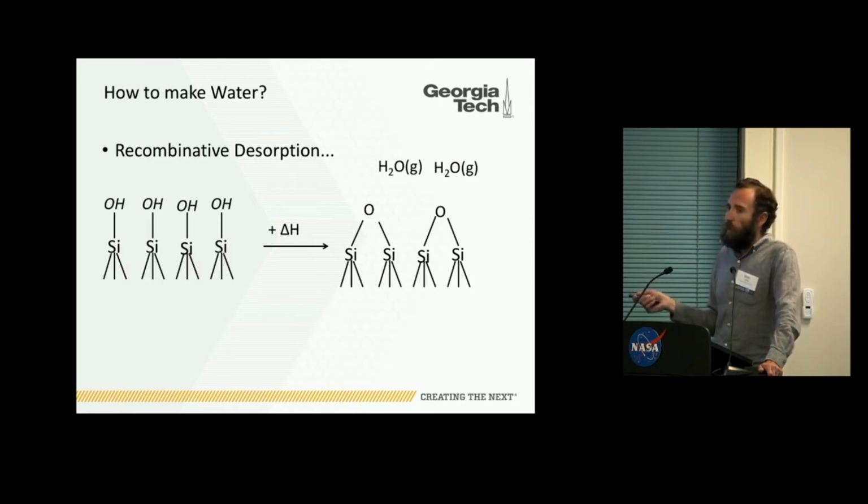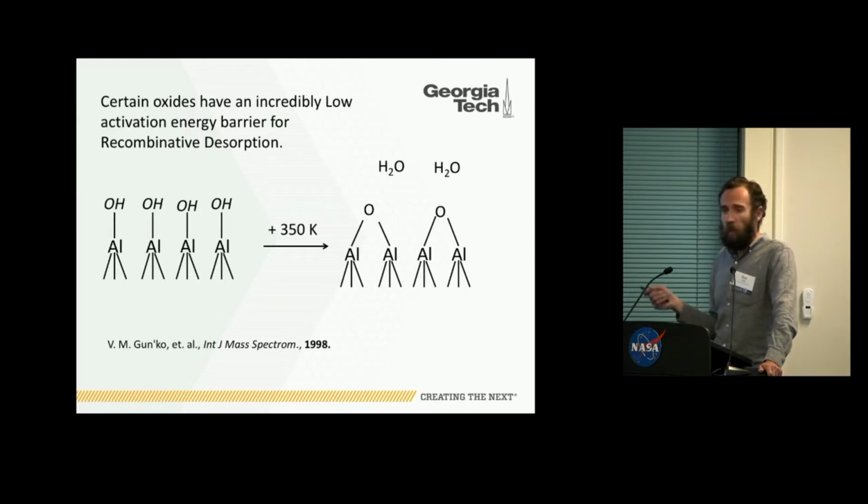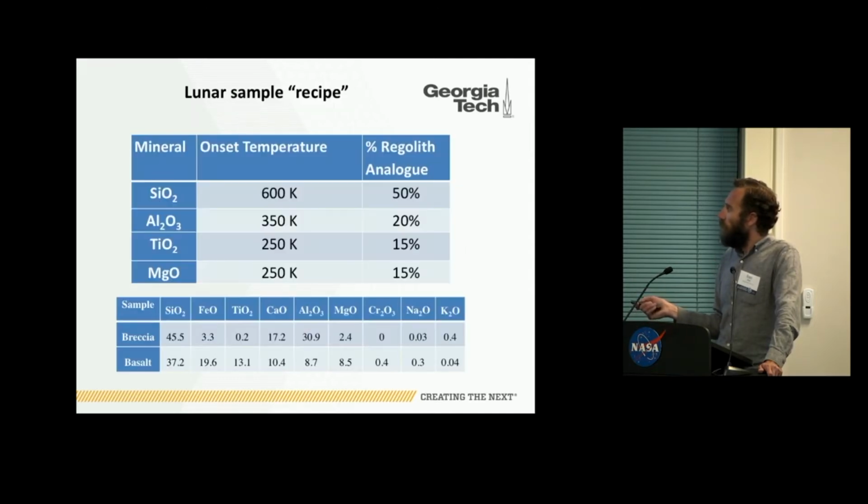This has been ignored because SiO2 requires a pretty significant temperature. We're talking about 600 Kelvin before this actually turns on. However, there are other mixed oxides that have a pretty low activation temperature for this to happen. Al2O3, aluminum oxide, starts to happen at about 350 Kelvin, which is now relevant for lunar temperatures, right? The max temperature during the day is about 400 Kelvin.